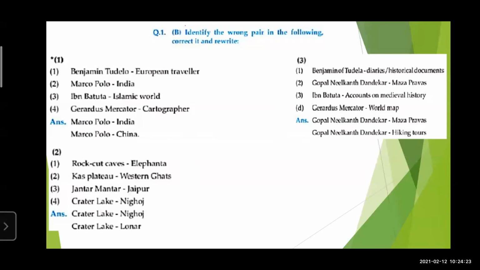Then Benjamin of Tudela, diaries, historical documents; Gopal Neelkanta Dandekar, Maza Pravas; Ibn Battuta, accounts on medieval history; Gerardus Mercator, world map. The incorrect pair is Gopal Neelkanta Dandekar, Maza Pravas. The correct answer is Gopal Neelkanta Dandekar used to organize hiking tours.